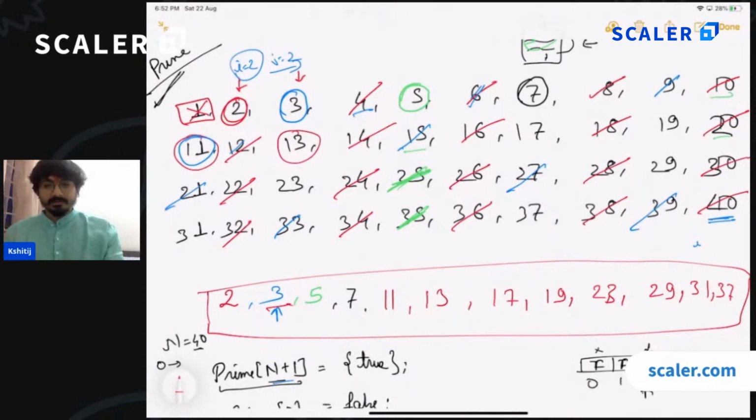10 was already gone using 2. 15 was already gone using 3. 20 was already gone using 2. What was the first number that we cut using 5? It was 25. If I start from 11, then we can see that none of the multiples of 11 is available here which has not been cut. All the numbers have been already cut, right?